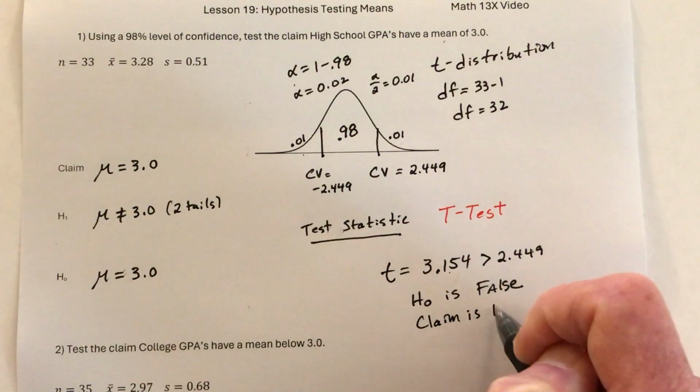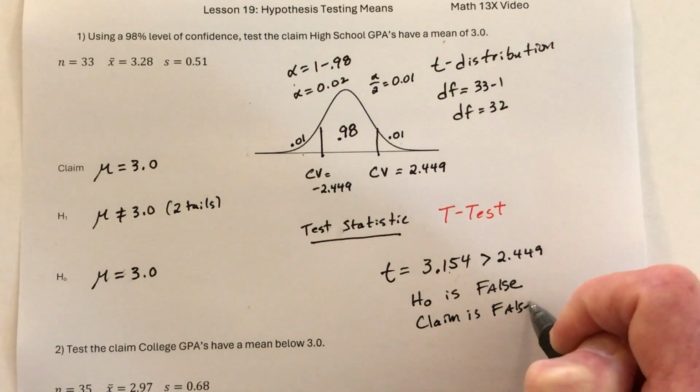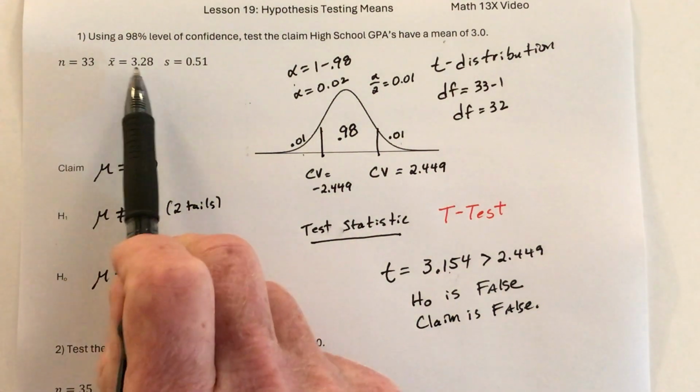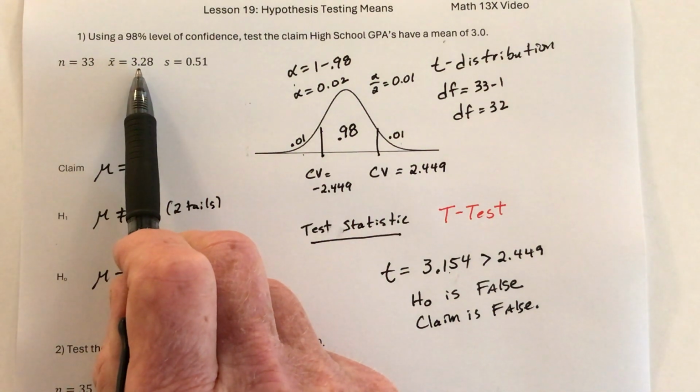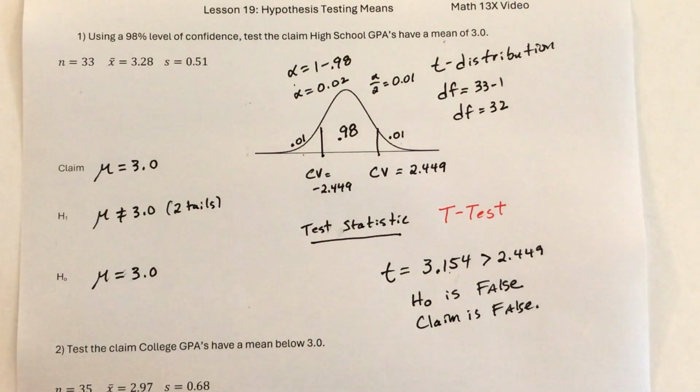So when I said that the average GPA is 3.0, no, it's actually better than 3.0, and it turns out that this is enough evidence to prove it.